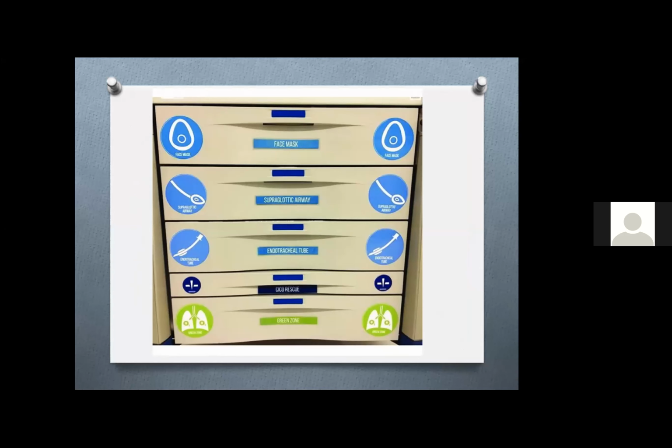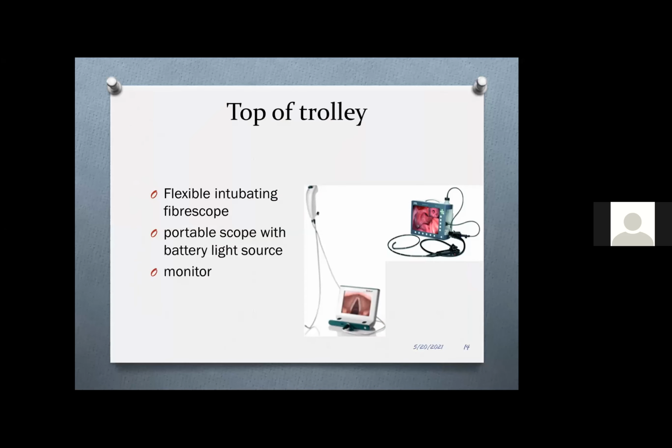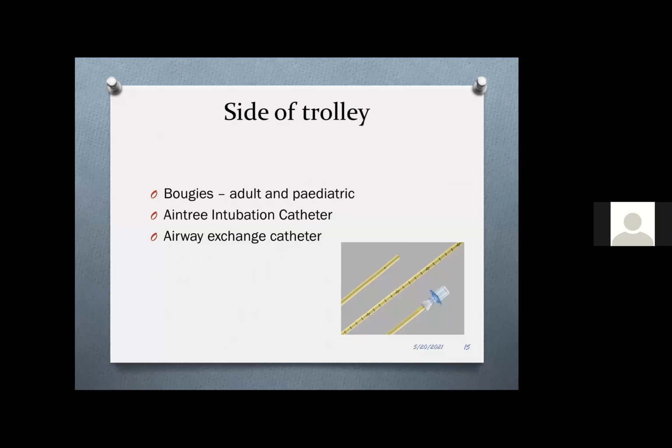These are pictures of the different companies that make the trolleys, and we're going to go through that. The top usually has the monitors. The monitors they have are the video laryngoscope kind of monitor, like the fibroscope or the portable scope, or the monitor that the patient might be attached to, or a CO2 detector, tidal CO2 monitor. The side ends.